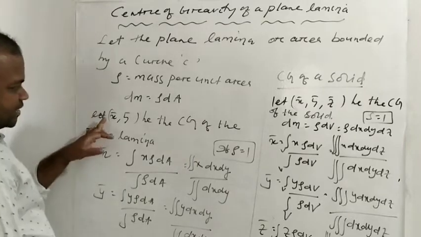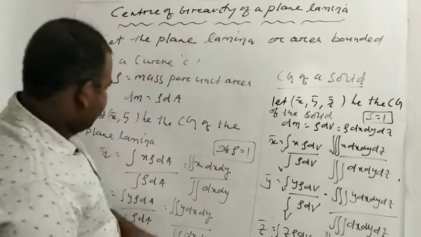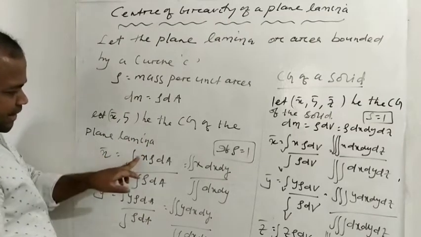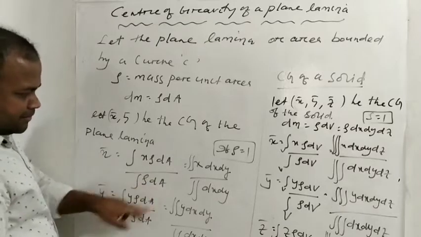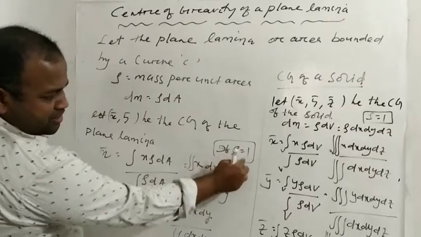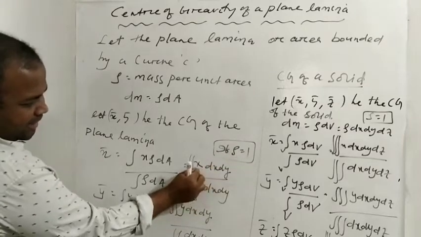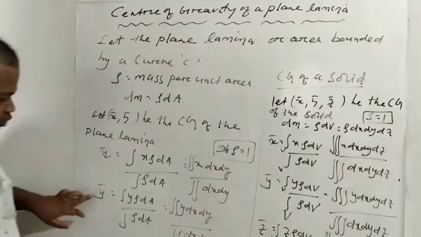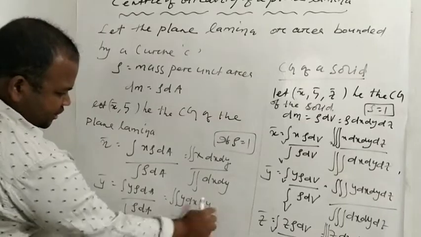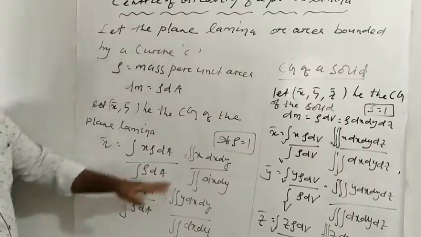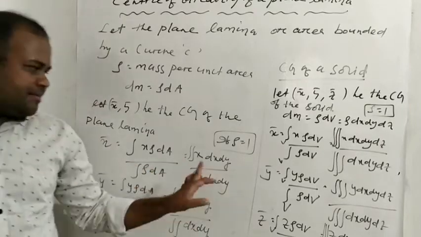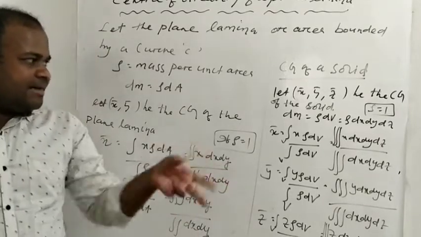Let x bar, y bar be the CG of the plane lamina. Then x bar equals the integral of x rho dA upon the integral of rho dA, where dA is dx dy. If rho is constant, say rho equals 1, you get the integral of x dx dy upon the integral of dx dy. Similarly, y bar equals the integral of y rho dA upon the integral of rho dA; if rho equals 1, it is the integral of y dx dy upon the integral of dx dy. You can also convert to polar form by putting x equals r cos theta, y equals r sin theta, and dx dy equals r dr d theta.